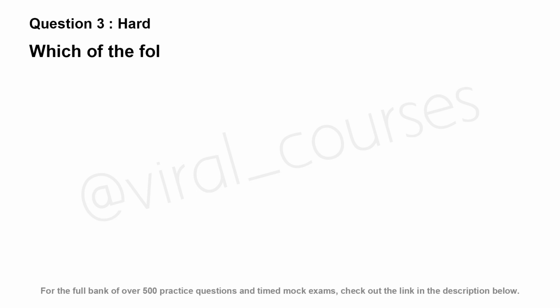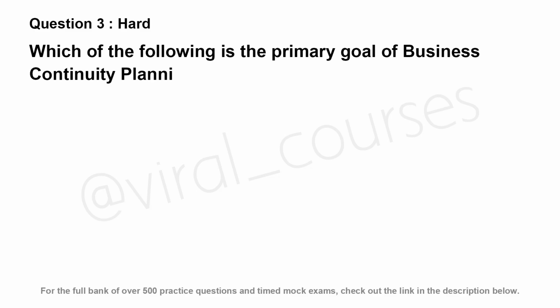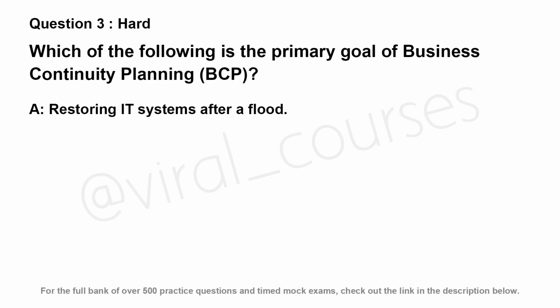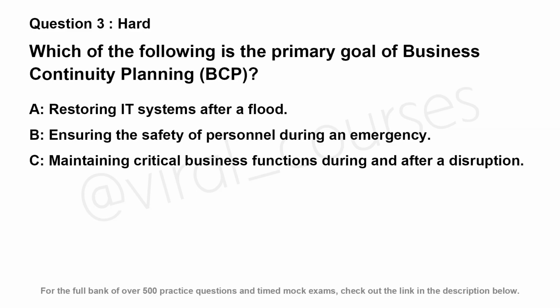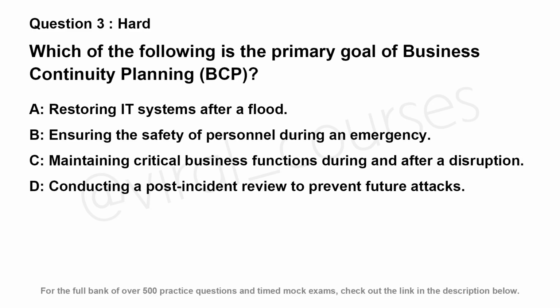Which of the following is the primary goal of business continuity planning, BCP? Option A, restoring IT systems after a flood. Option B, ensuring the safety of personnel during an emergency. Option C, maintaining critical business functions during and after a disruption. Option D, conducting a post-incident review to prevent future attacks.